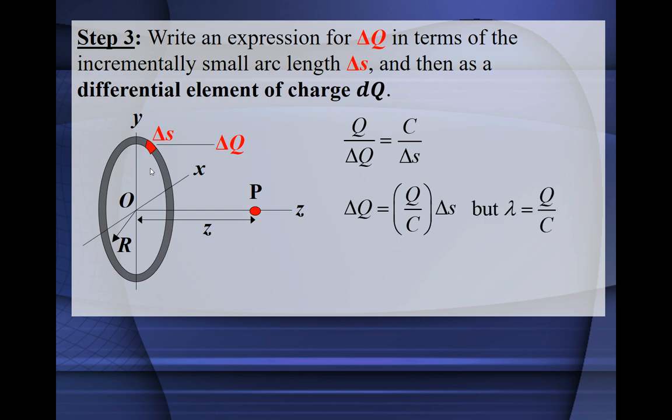So therefore, we can represent the total charge divided by the circumference as the linear charge density, which tells me that the amount of charge contained in that differential element is equal to the linear charge density multiplied by the arc length of that differential element. And turning it into the calculus notation, we would then have dQ is equal to lambda times ds.